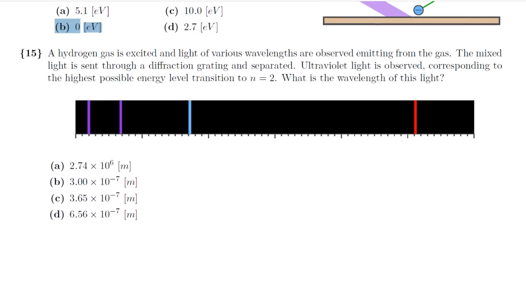For 15, this is a hydrogen gas and spectrum that you observe. You observe ultraviolet light corresponding to the highest possible energy level transition to n equals 2. What is the wavelength of this light that's observed? So we're saying that we have an energy transition in the hydrogen atom. You should automatically say it's the Rydberg equation.